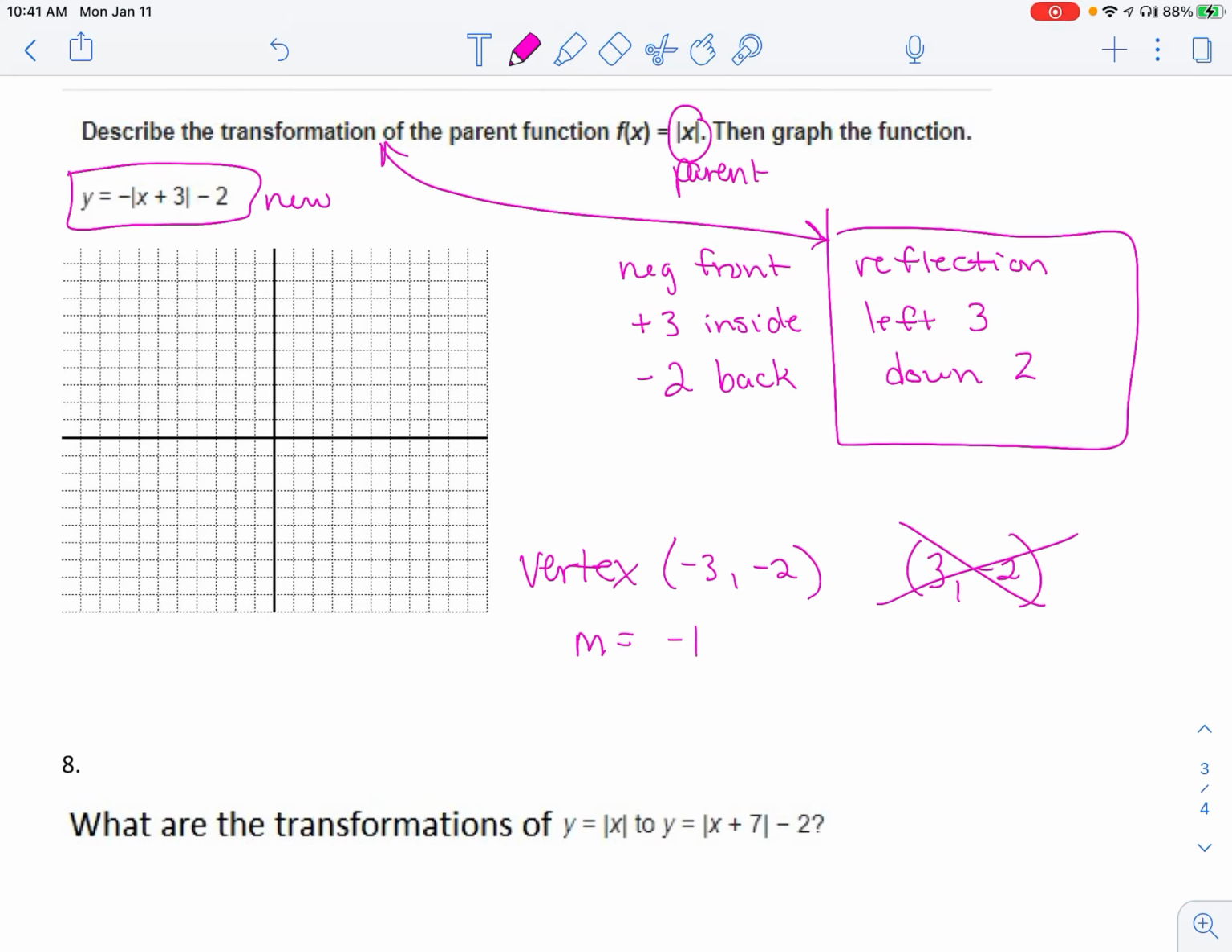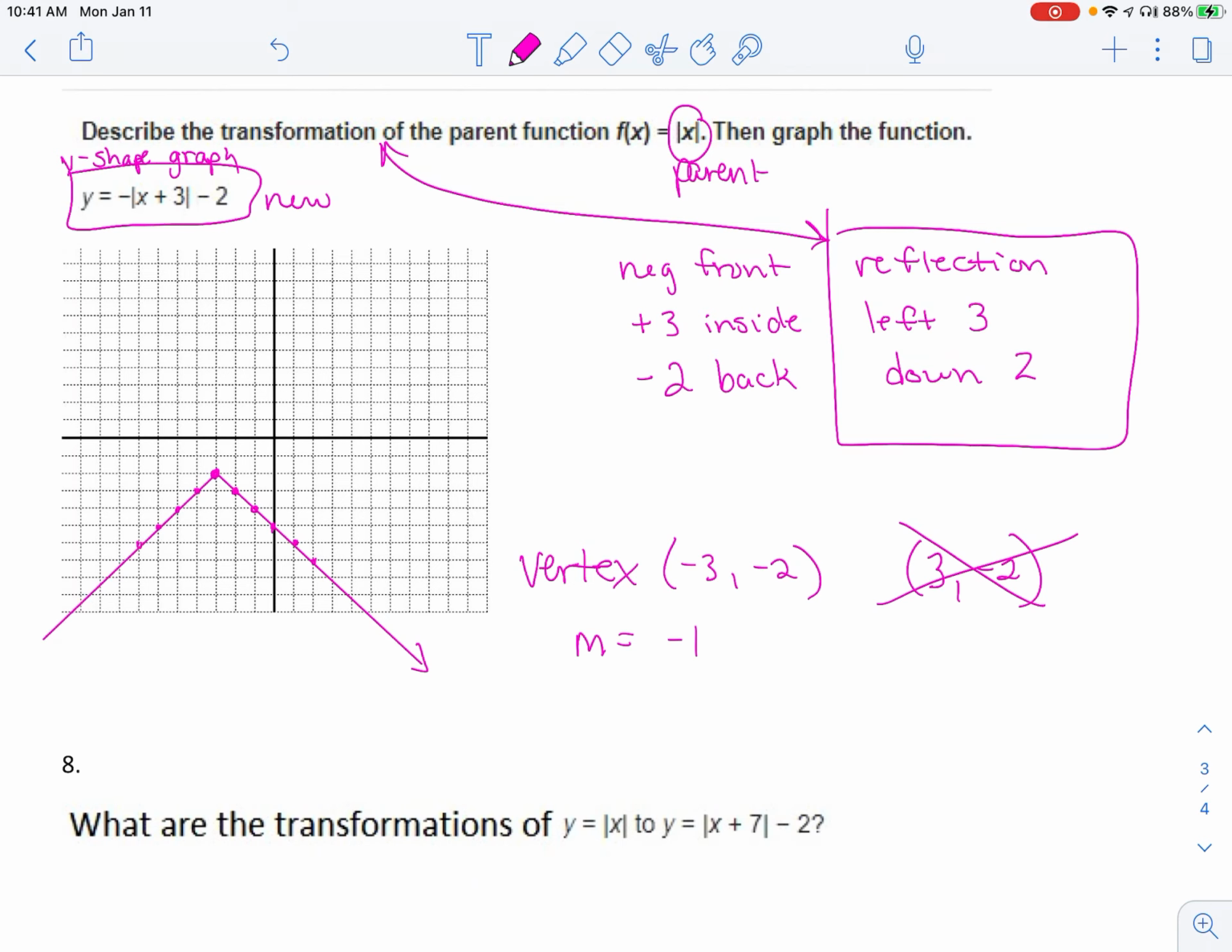So I'm going to go to -3 and -2 and put my dot there. Down 1, over 1, down 1, over 1, down 1, over 1. Remember, this is a V-shaped graph because it's an absolute value graph. So you're going to go the exact same slope on the other side. Make sure it turns into a V shape. Connect and drag.